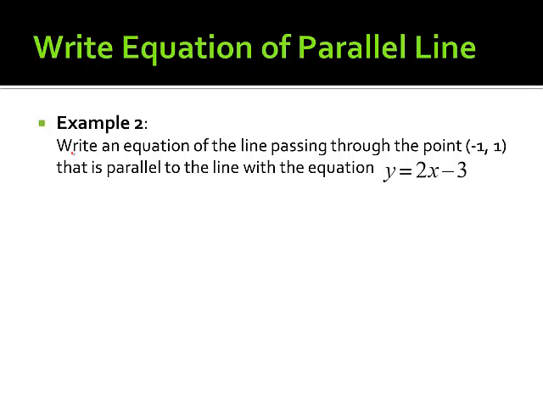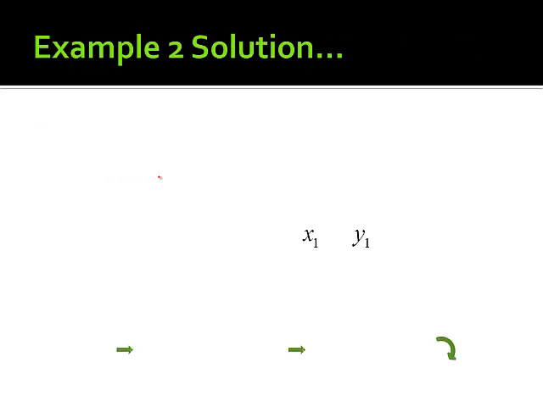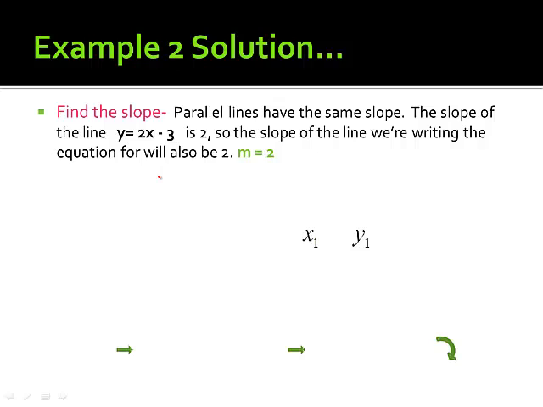Okay, so example 2. Write an equation of a line passing through the point (-1, 1) that is parallel, that's key, to the line with the equation y equals 2x minus 3. From the last module, you have to recall, what do parallel lines have in common? Well, they have the same slope. The slope of the line y equals 2x minus 3 is 2. So the slope of the line we are writing the equation for will also be 2. So m is equal to 2.